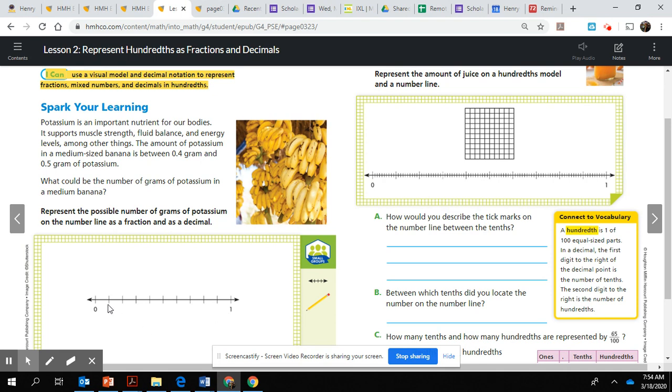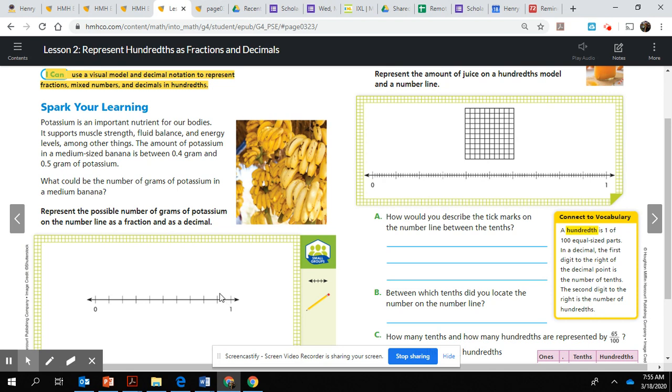So I will label this first mark 1/10, this second mark 2/10, this third mark 3/10, fourth mark 4/10, fifth mark 5/10, sixth mark 6/10, seventh mark 7/10, eighth mark 8/10, and then 9/10 and 10/10.